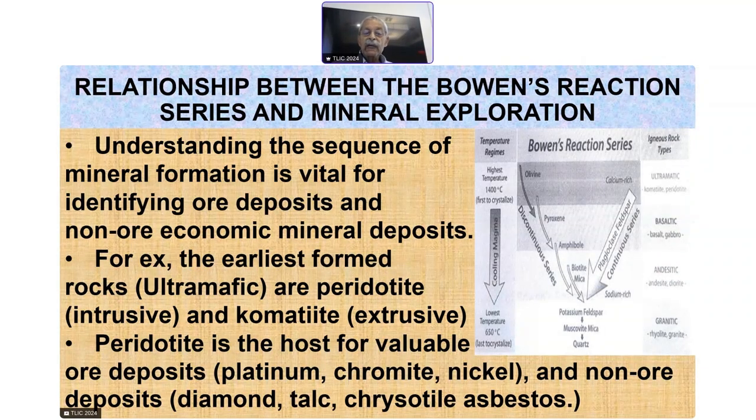For example, the earliest formed rocks are ultramafic rocks. One of the rocks that forms in the ultramafic is called peridotite. That is the host for many valuable ore deposits, platinum, chromite, nickel, and non-ore deposits, diamond, talc, chrysotile asbestos, like that. That is the relationship between the Bowen's reaction series and mineral formation.